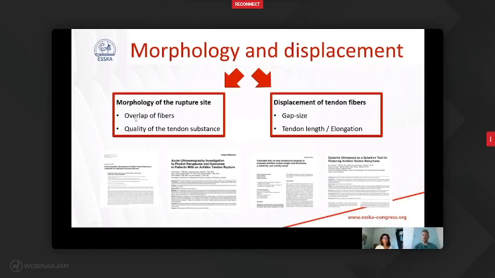And then we looked at the quality of tendon substance. So where you have this thinning of the tendon, does it look like you have a proper overlap, or is it more thinned out? Then next, we looked at the displacement of the tendon fibers. And this is difficult because if you pull a bundle of macaroni apart, it's difficult to say where the end is, where the stump ends. So instead we look at displacement of the muscle belly and the bone.